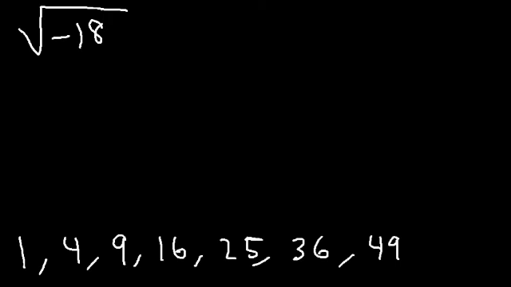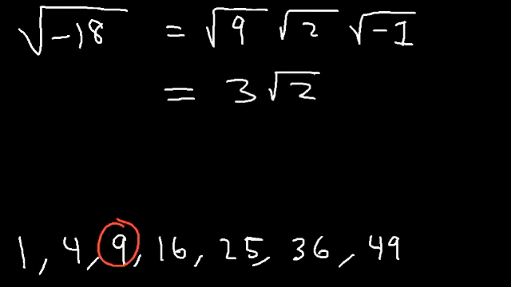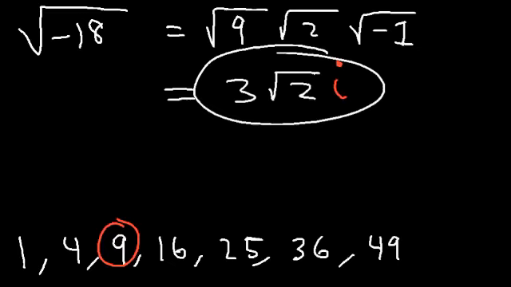So you want to find out what perfect square goes into 18. The perfect square that goes into it is 9. 18 is 9 times 2. And let's not forget the negative sign, so we'll take out the negative 1. The square root of 9 is 3. We can't take the square root of 2 because it's not a perfect square. And the square root of negative 1 is i. So the final answer is 3 radical 2i.